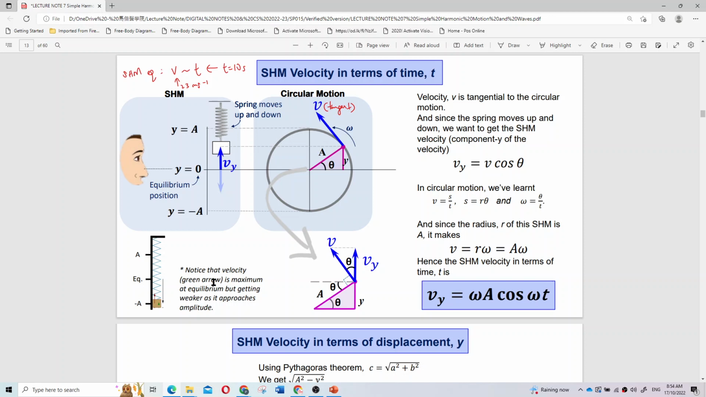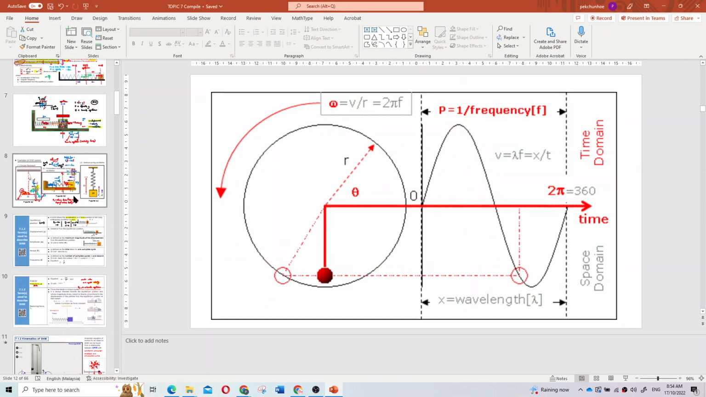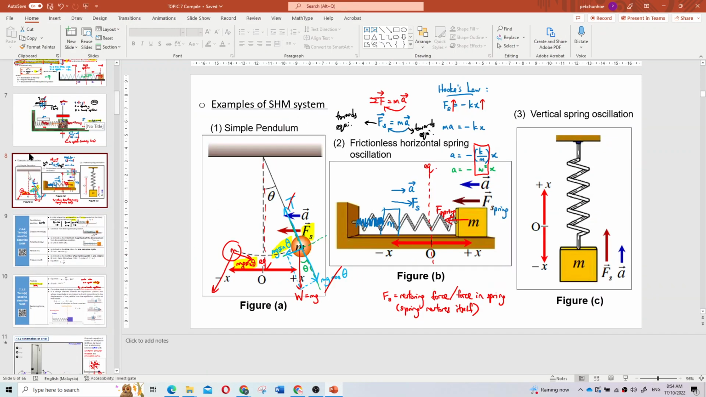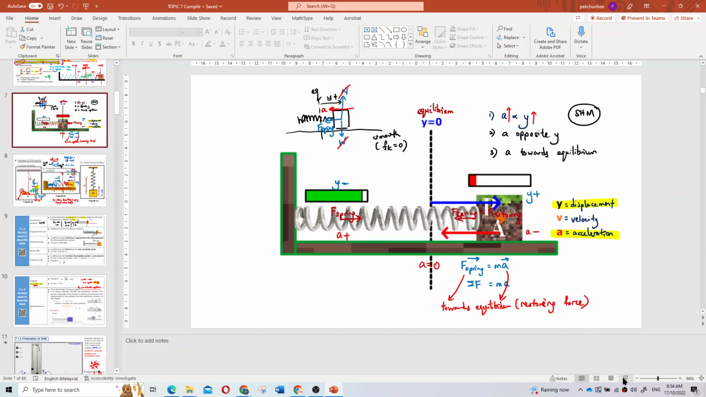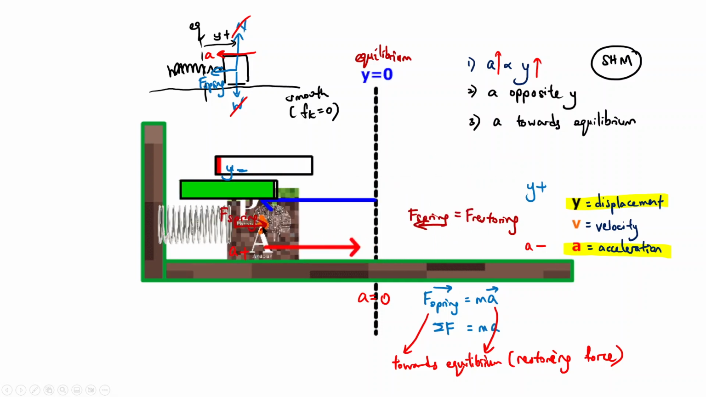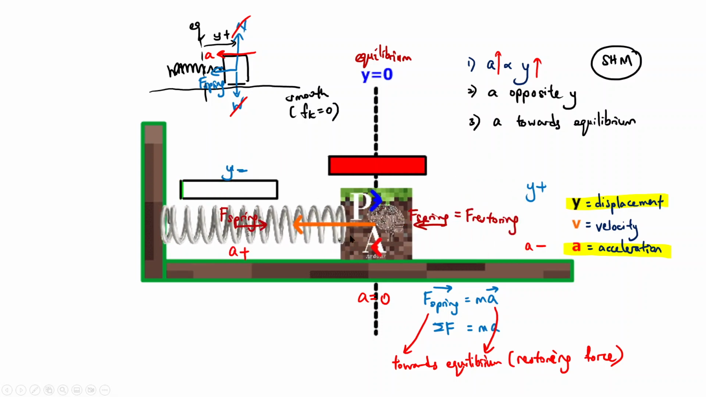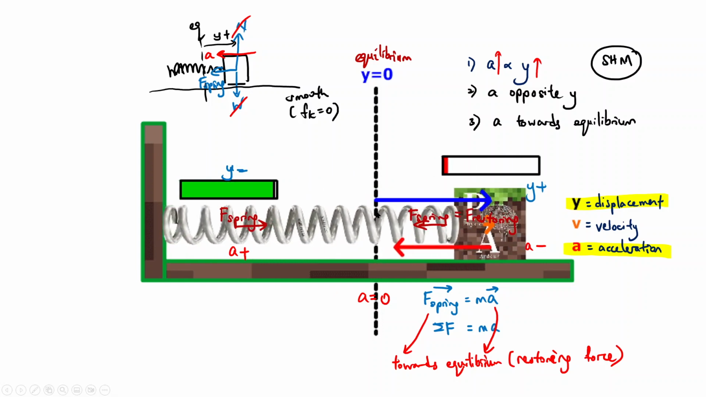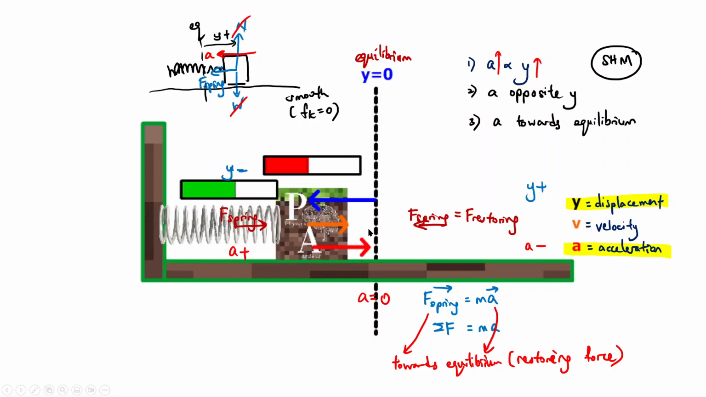Notice the velocity is maximum at equilibrium and getting weaker as it approaches the amplitude. Actually here it means that velocity is maximum at equilibrium, but it becomes 0 at amplitude. Yeah, because at amplitude it stops for a while. Like you see over here in my simulation. Where is the velocity maximum? Look at my simulation here. The object is fastest at which position?